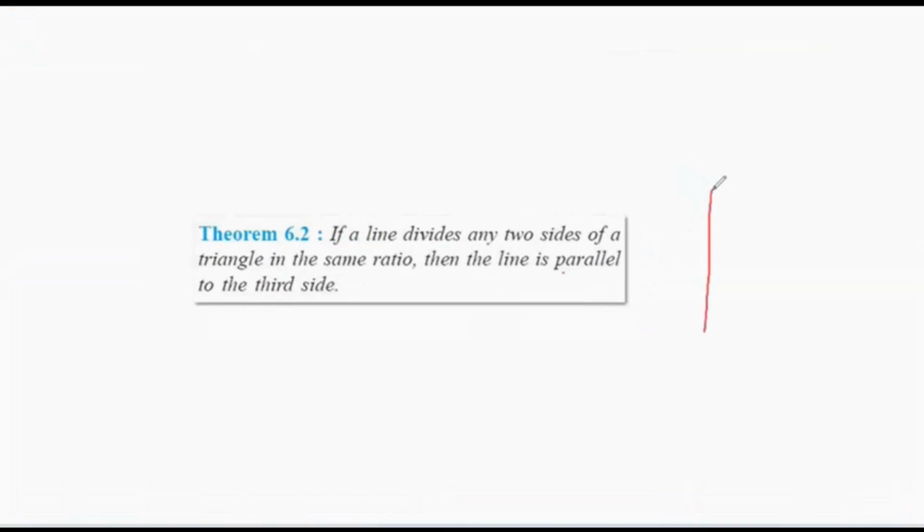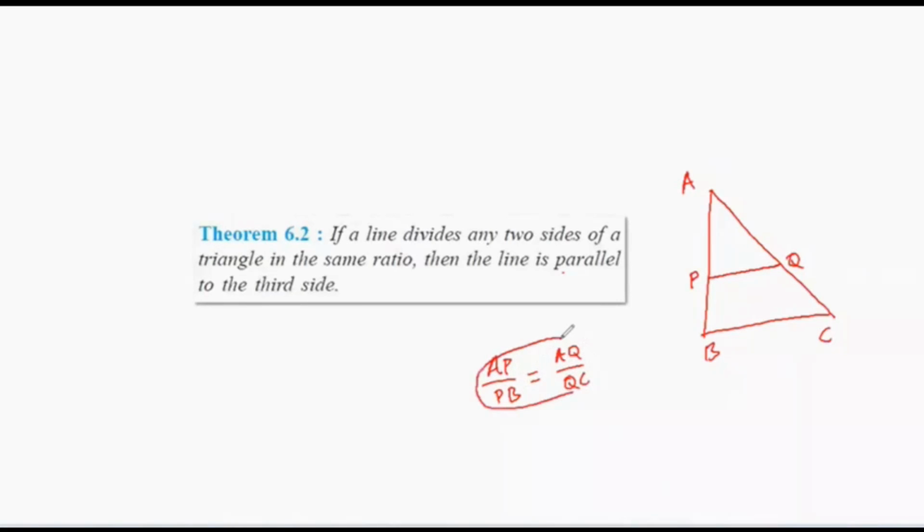So we can draw a picture here. Suppose ABC is a triangle. Suppose a line is drawn. We don't know whether this is parallel to BC or not. But the intersecting points P and Q satisfy the condition that AP by PB is equal to AQ by QC. If this is satisfied, then the theorem says the line PQ will be parallel to BC.